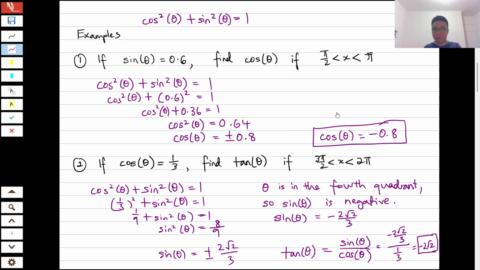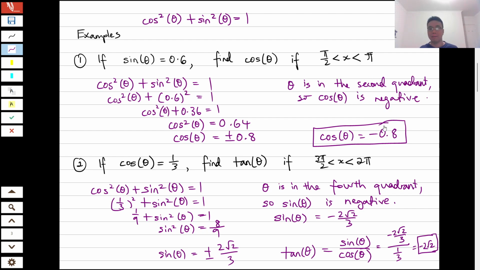All right, I'll change the top text as well. So I'll say theta is in the second quadrant. So cos theta is negative. Okay, but this all came from using the Pythagorean identity. In part 1, we didn't need to find tan theta, so we could stop at cos theta. But in part 2, I needed to find sine theta in order to calculate tan theta, because we use this formula here.